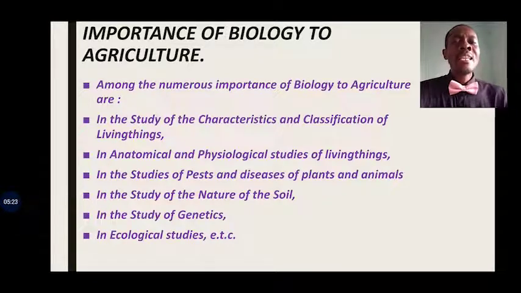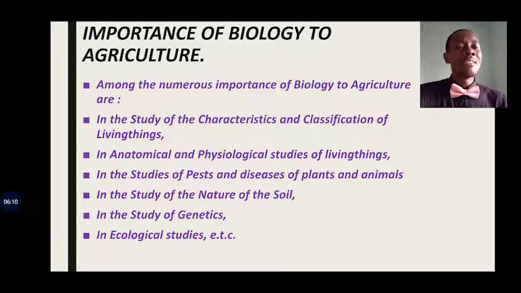Number one, in the study of the characteristics and classification of living things. You know, in biology, the first few topics you need to study are these ones I just mentioned, which include characteristics and classification of living things. So when you talk about characteristics of living things, you're talking about the attributes that make an object or a substance to be recognized as a living thing. What are those things that an object can portray or a substance can exhibit, and you can now say that this thing is a living thing? That is under the characteristics of living things. And then we have classification of living things.